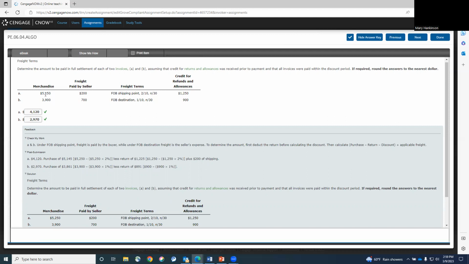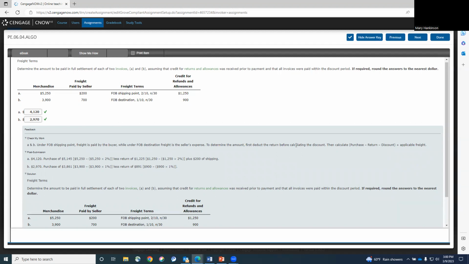So the merchandise was $5,250. Freight paid by seller, $200. The freight terms were free on board shipping point. And then the credit for refunds and allowances equaled $1,250. So let's look at A. Now, under FOB shipping point, really quickly, freight is paid by the buyer, while under FOB destination, freight is the seller's expense. So we need to determine the amount.